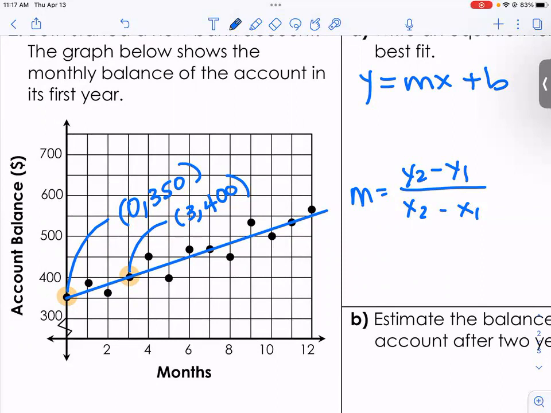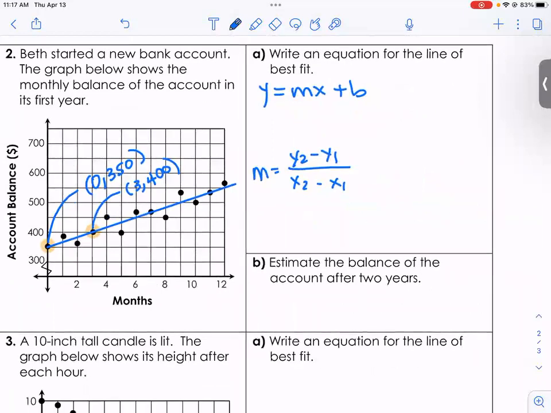Okay, I have some people telling me that the slope is 1/3. It is not 1/3. On the graph, it looks like we go up 1 over 3, but really we're going up 50 over 3. Here are your coordinates: this is the coordinate 3, 400, and this is the coordinate 0, 350. So we take 400 minus 350 over 3 minus 0. So our slope is really 50 over 3.